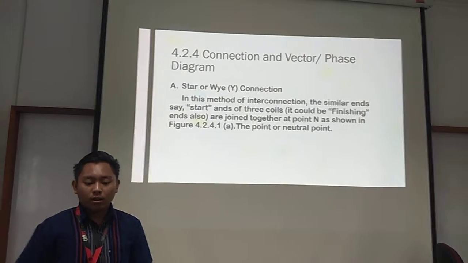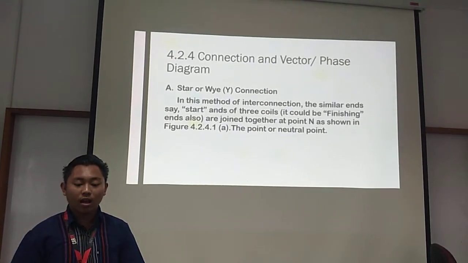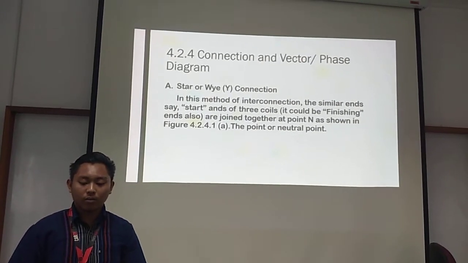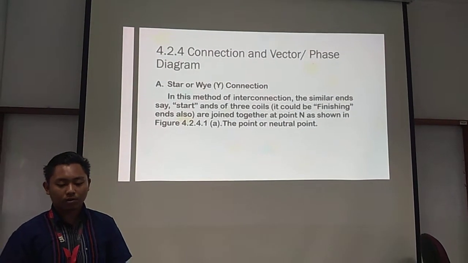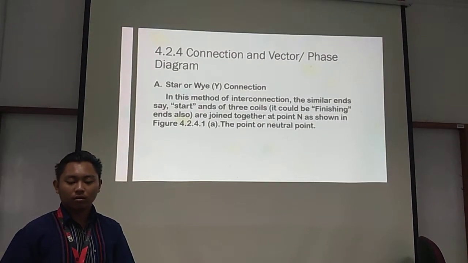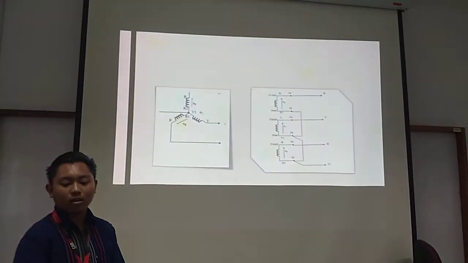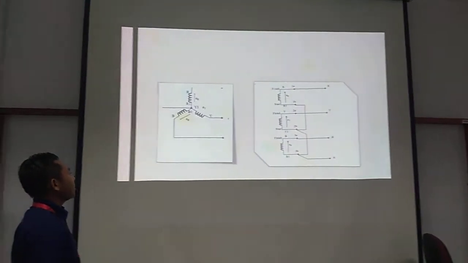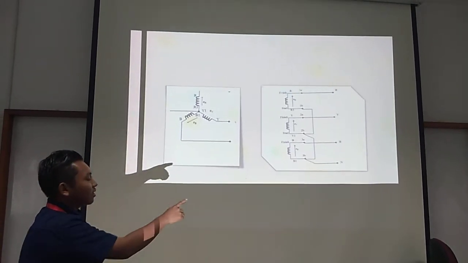Connection and vector phase diagram. Star or wye connection. In this method of interconnection, the similar ends, say the start ends, or the finishing ends of the three coils are joined together at a point, as shown in figure 4.2.4.1. The point is called the star point or neutral point. This is the star circuit, but then delta.